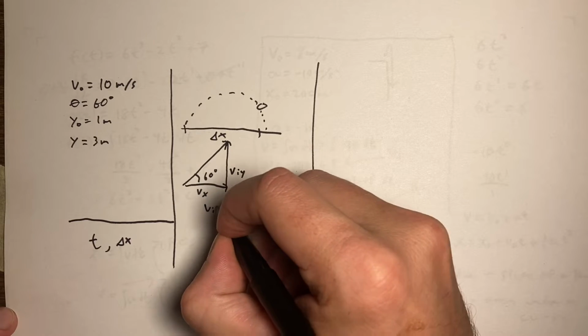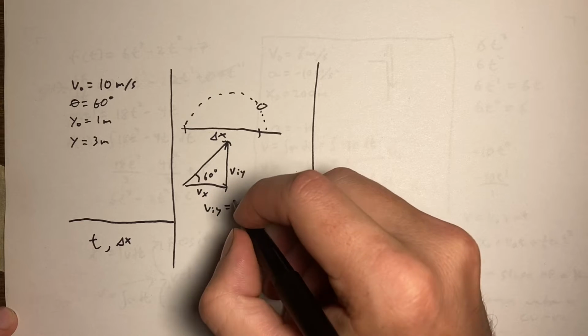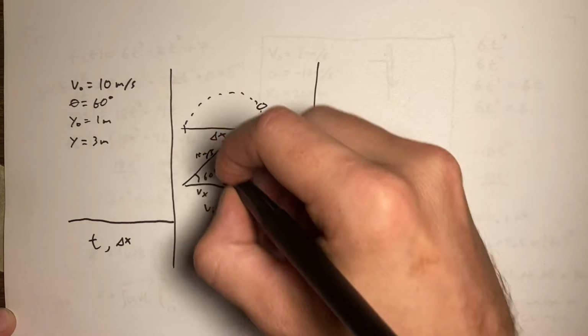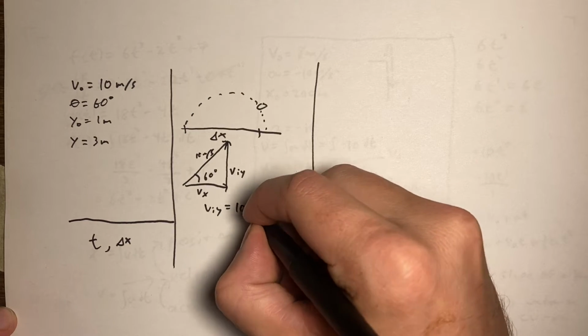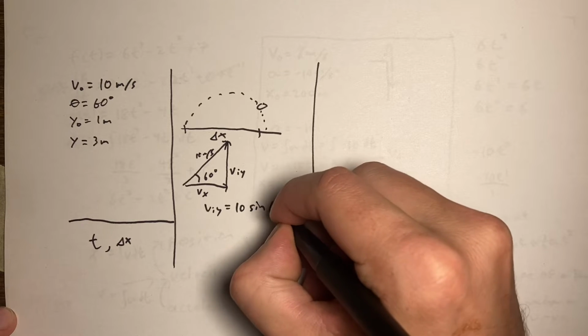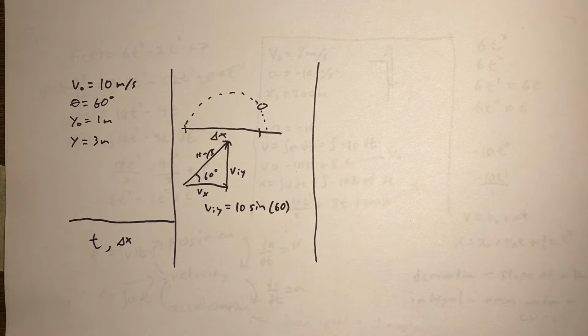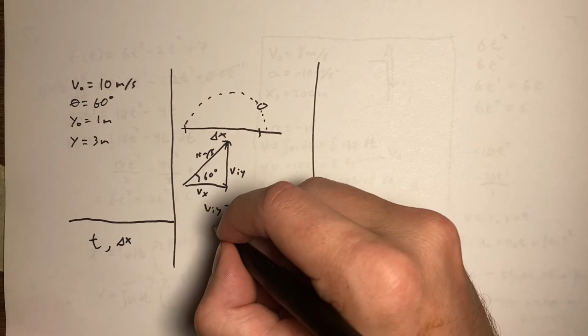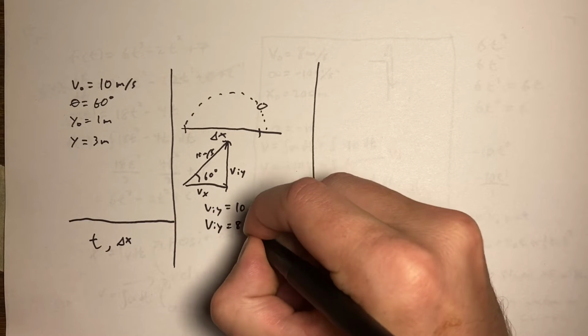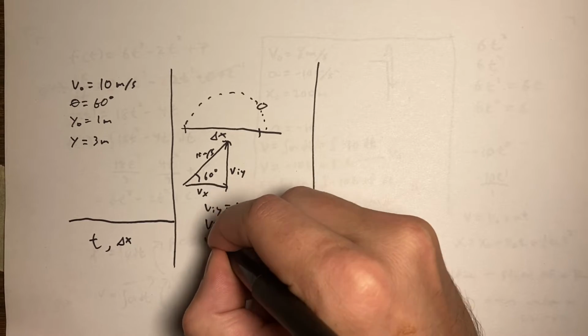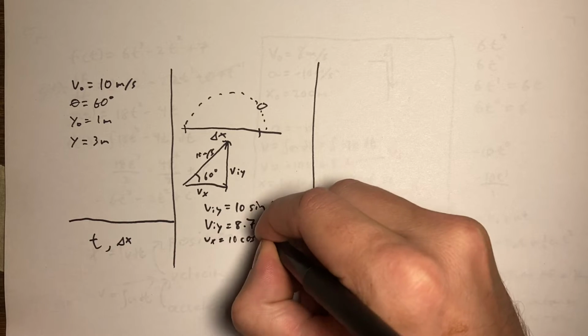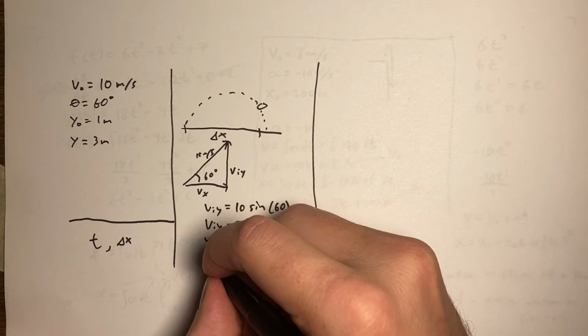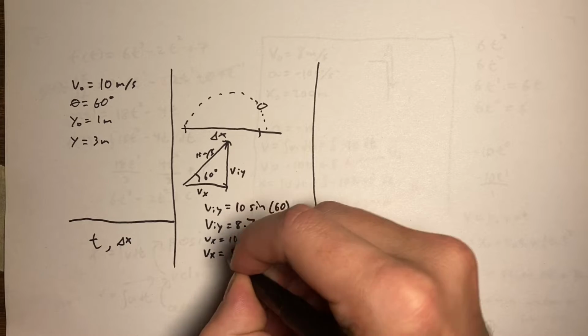First things first, I'm going to break the velocity down into components. So Viy is equal to 10 meters per second times the sine of 60, so 10 sine 60. That'd be 8.7. Viy equals 8.7. Vx is equal to 10 cosine 60. I remember that from the unit circle, so Vx is equal to 5 meters per second.